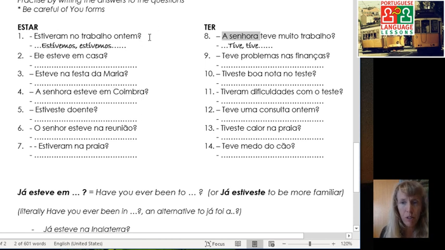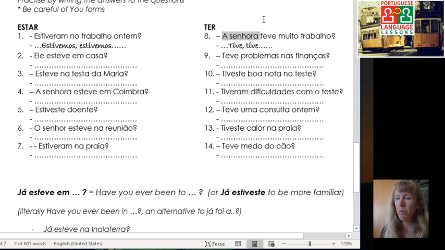Estiveram no trabalho ontem? Estivemos. Ele esteve em casa? Esteve. Esteve na casa da Maria, na festa da Maria? Estive. A senhora esteve em Coimbra? Estive. Estiveste doente? Estive. O senhor esteve na reunião? Estive. Estiveram na praia? Estivemos.